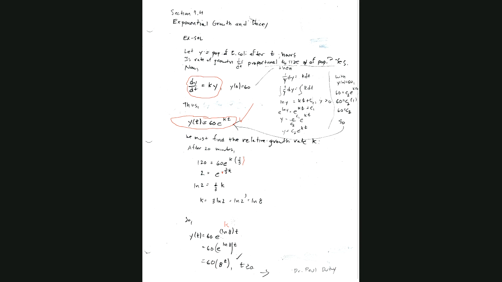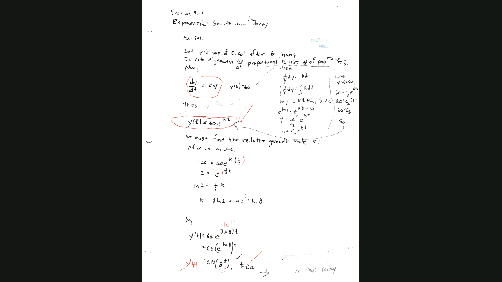Okay, so remember, WebAssign wants exact answers. So if you were to do a log of 8, approximate that, and write 60 times some decimal to the tth power, WebAssign's not going to accept that answer. It wants the nice, beautiful answer. So now we have our expression, y of t equals 60 times 8 raised to the tth power.